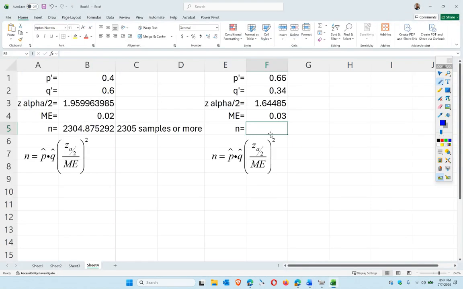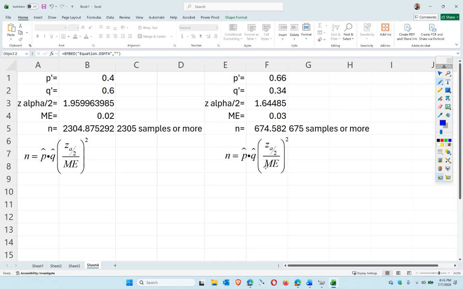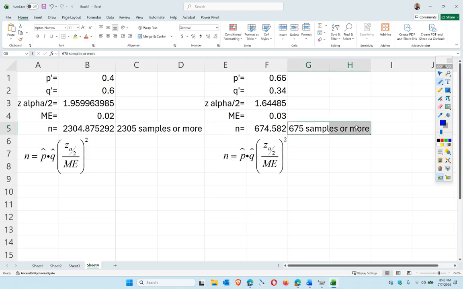Okay. So my number of samples is the proportion true, proportion false, and then the ratio of z divided by the margin of error squared. Okay, so if I have 674 samples, that's not enough. So I need to go 675 samples or more. The books will actually specify what the samples are in context of the problem. You don't need to do that. You can just say samples or more, whether they're people or widgets or whatever the case may be.